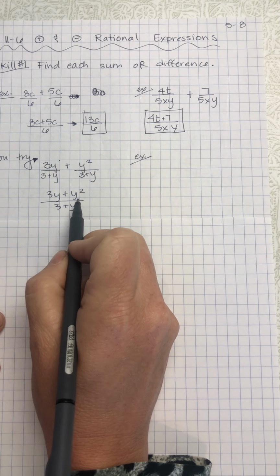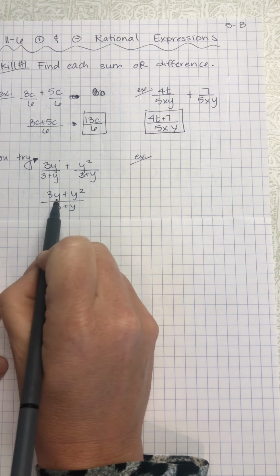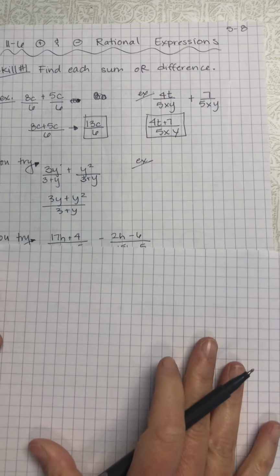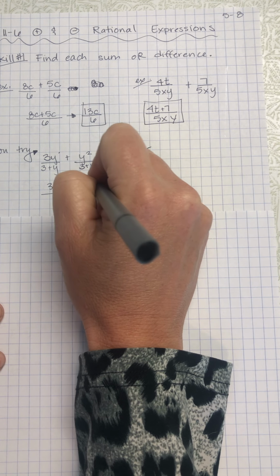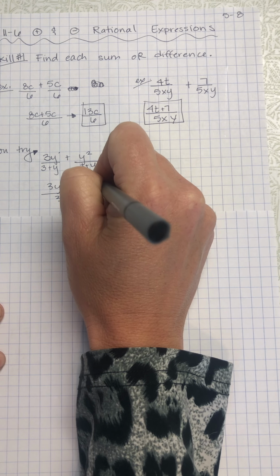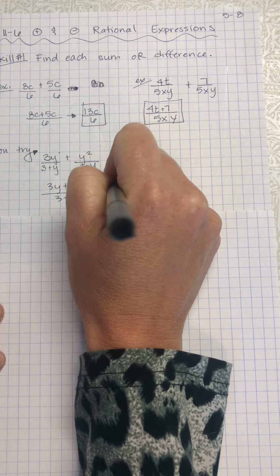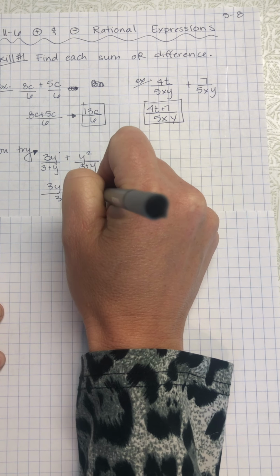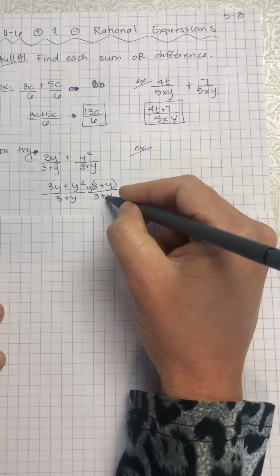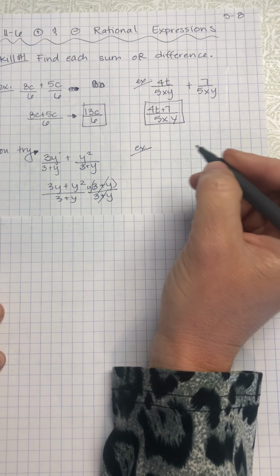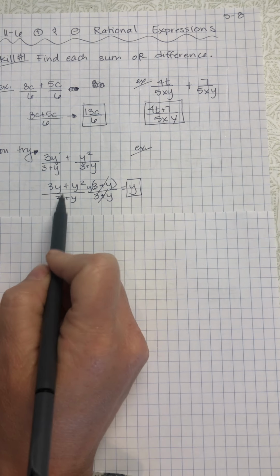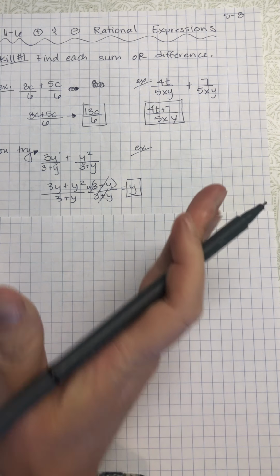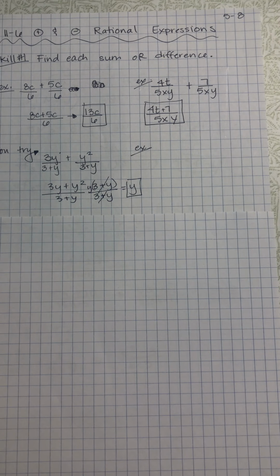Before you finish on this one, you should notice that the top can be simplified. So I would pull out a y, and then you're left with 3 plus y, which leaves you with the same thing on the top and the bottom, so they can cancel, which makes your final answer just y. So be careful. We are going to be factoring or simplifying today. Okay?